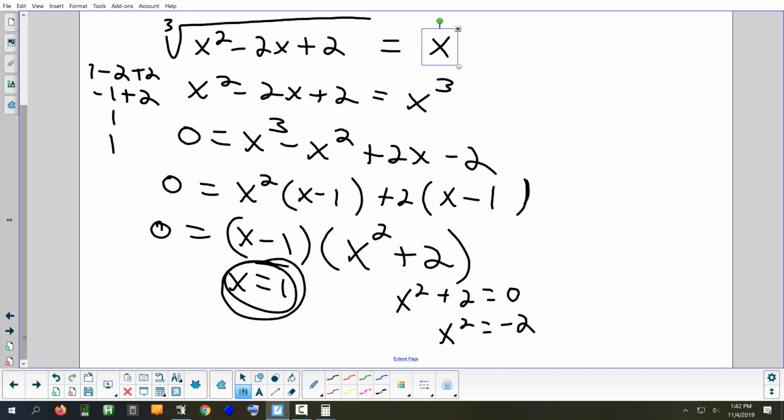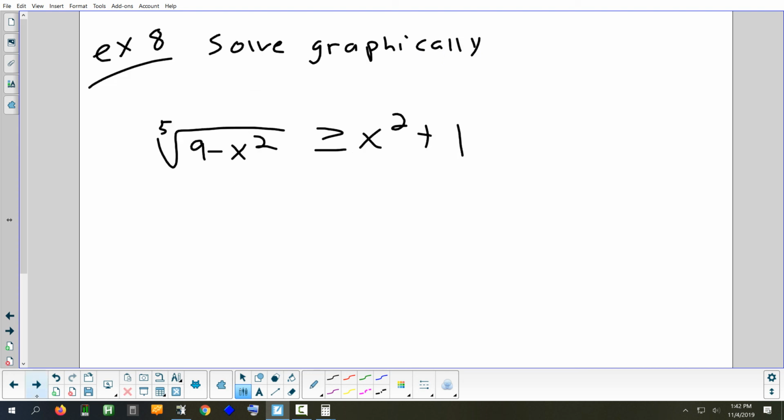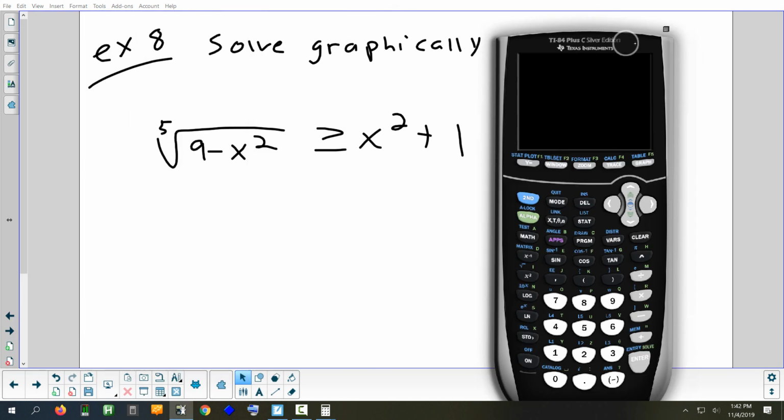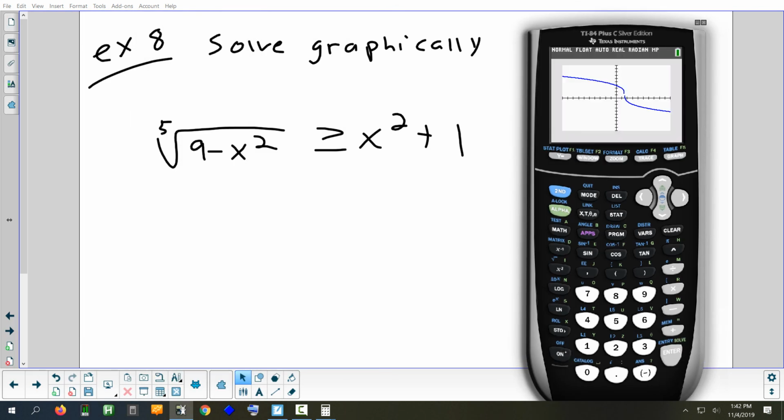Okay, yep, last one. Any question on example 7? No, I actually understood that. So, the last one is solve graphically. Can somebody tell me what to do? We don't have to do anything algebraic.